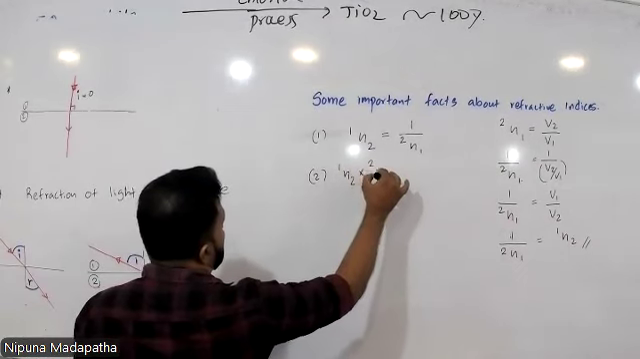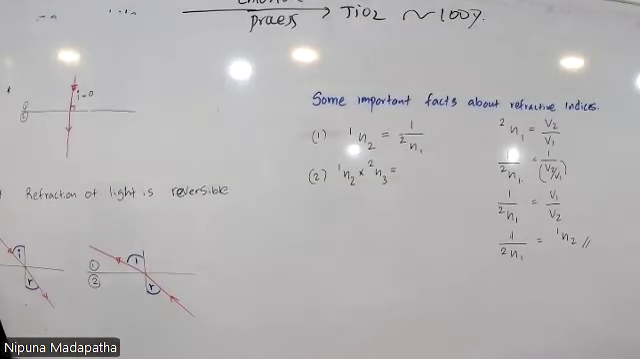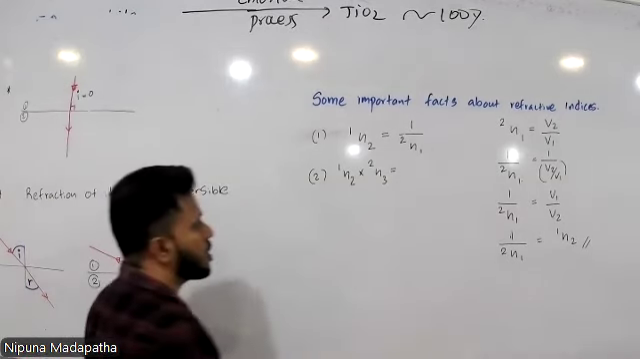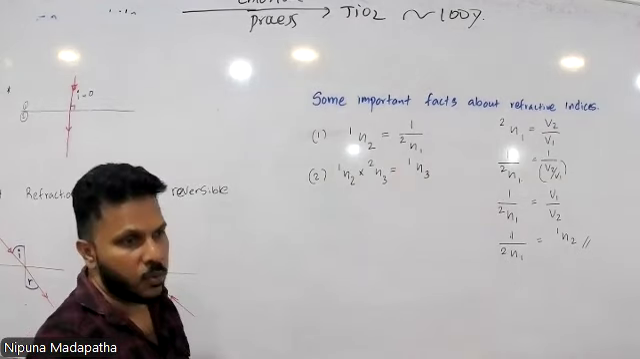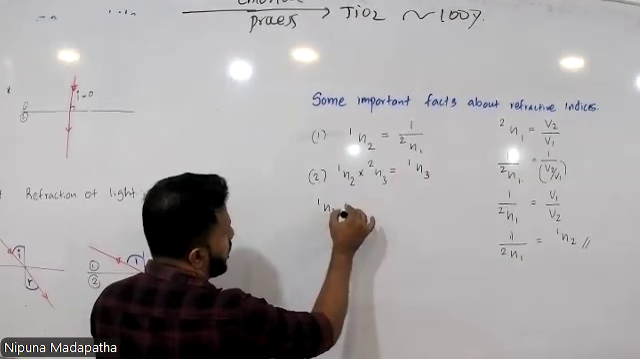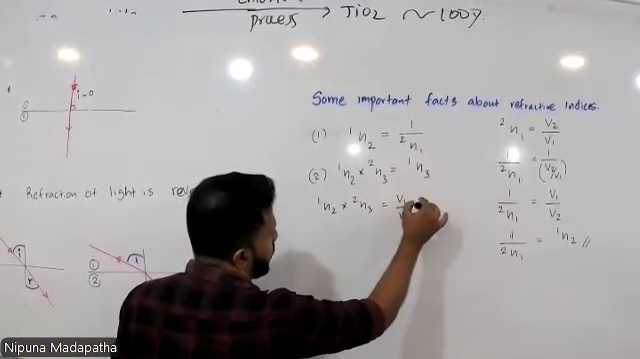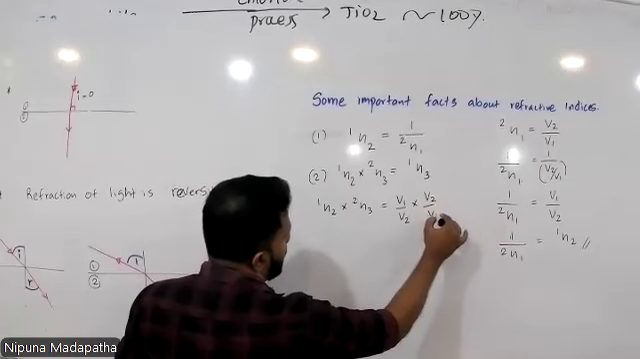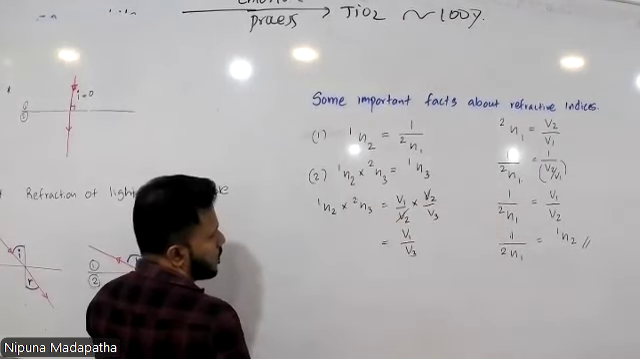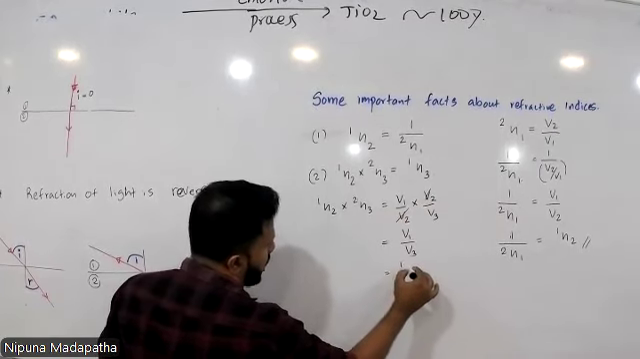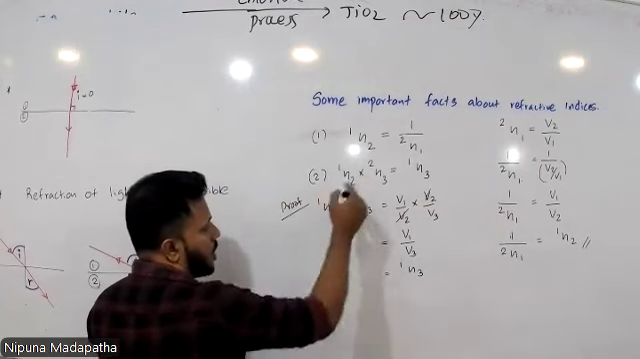n12 times n23. What is it? n12 into n23 is n13. How do you prove this? n12 times n23: n12 is V1 over V2, n23 is V2 over V3. So V1 over V3, this is n13. These are the relationships.